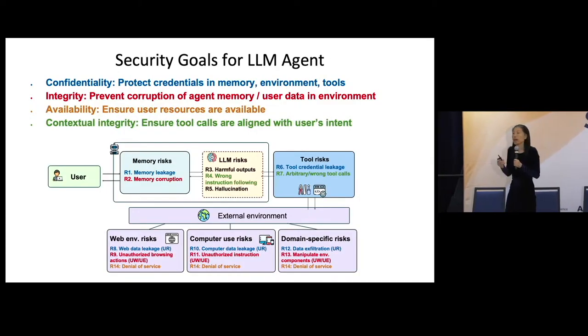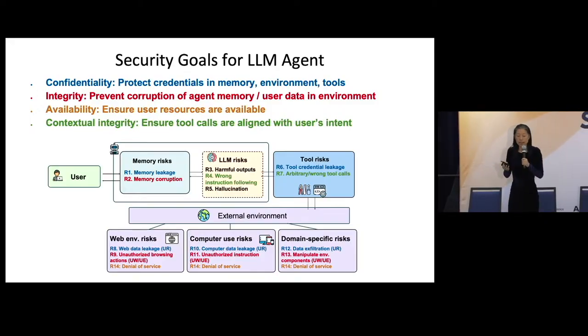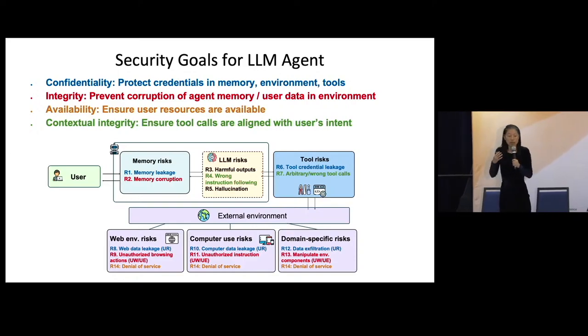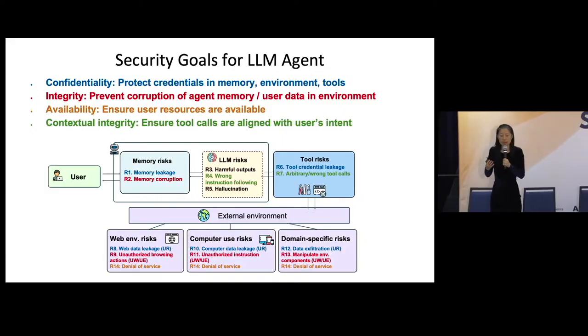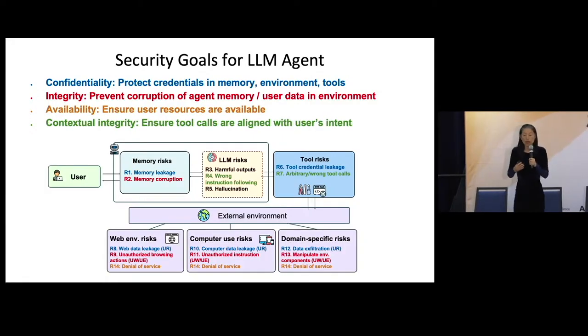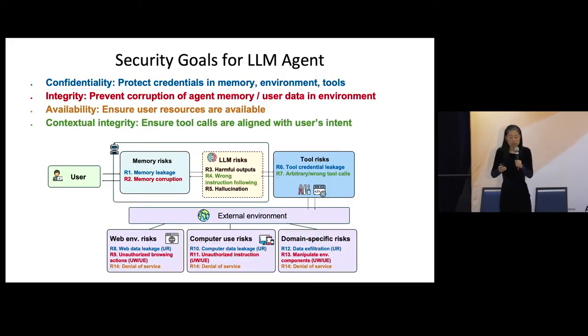And when we talk about agent security, there are a number of different goals, including confidentiality, integrity, availability, and also in the agentic setting, we also have a new goal, which is contextual integrity, to ensure that the agentic AI systems, for example, the use of tools and so on, are aligned with users' intent and in that particular context.